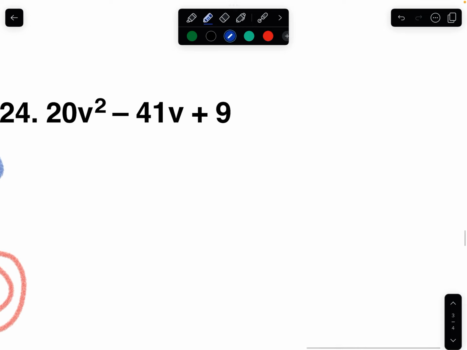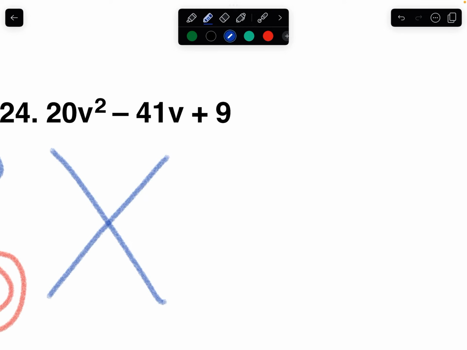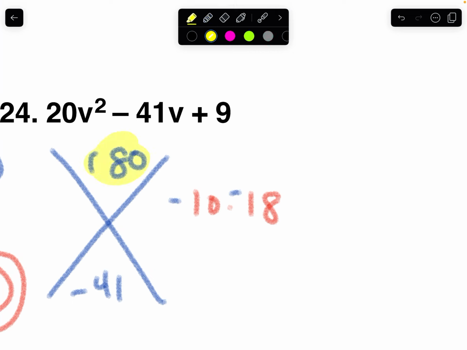Okay, we can't divide by anything. Factor by grouping. 180 and negative 41. I'll start with 10 times 18. One of them has to be negative, so the bigger one is... both of them have to be negative. Two negatives make a positive right here. So that's a negative 28. So I need to get bigger.